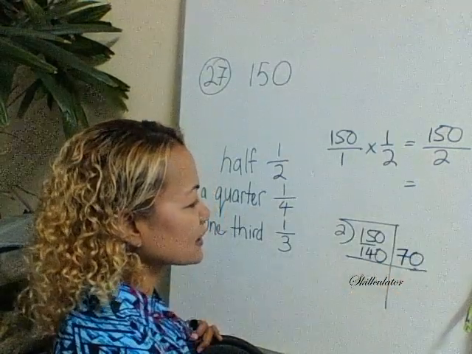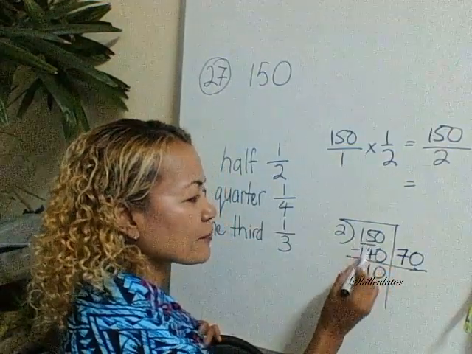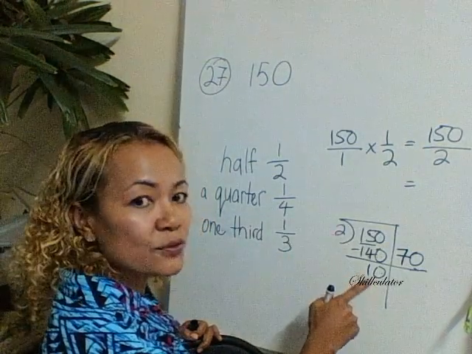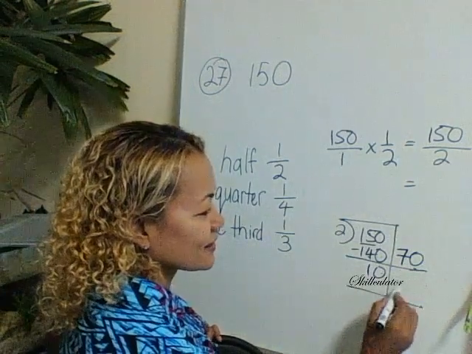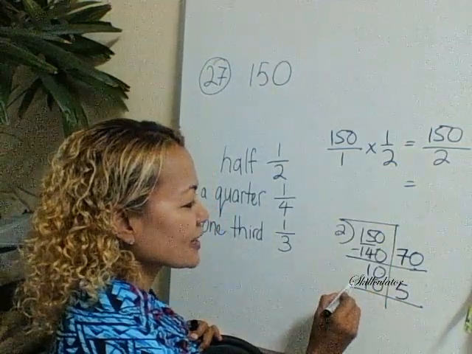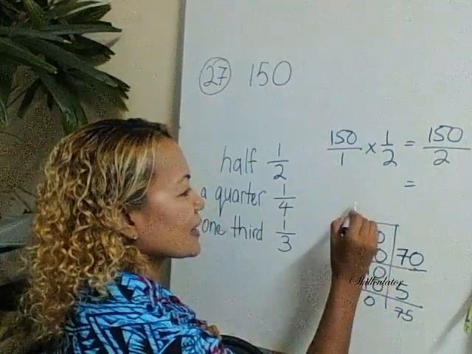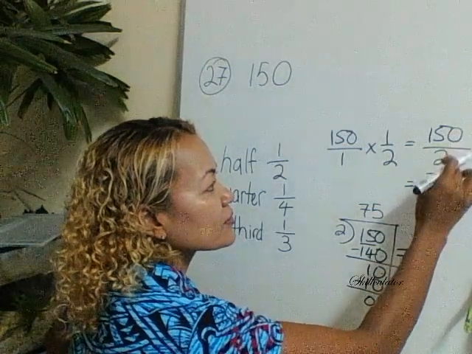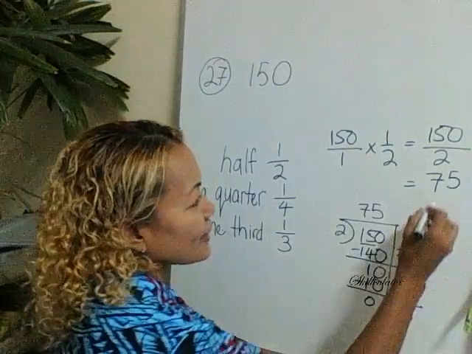What you do here, minus that, you're left with 10. 0 minus 0 is 0. 5 minus 4 is 1. So you're left with 10. How many times does 2 go into 10? 5. 2 5s are 10. 2 times 5 is 10. 10 minus 10 is 0. Add this to 75, and that's your answer, 75. 150 divided by 2 is 75, and that is your answer.